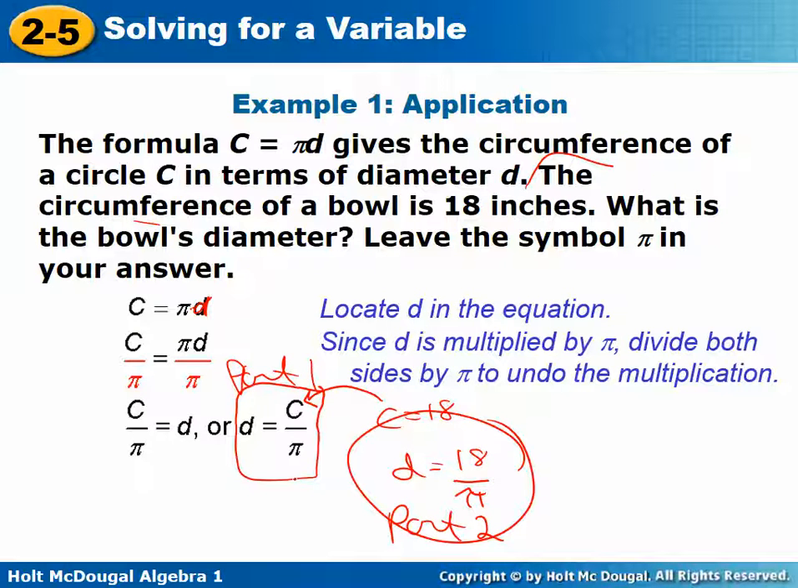First, you write the formula and solve for d, and then the second part is to find out what the answer to this question is.